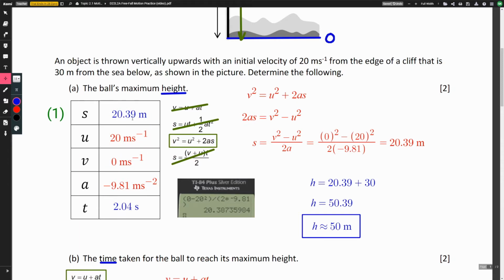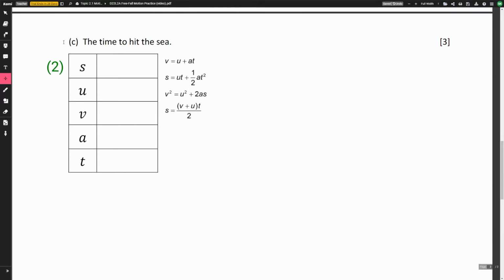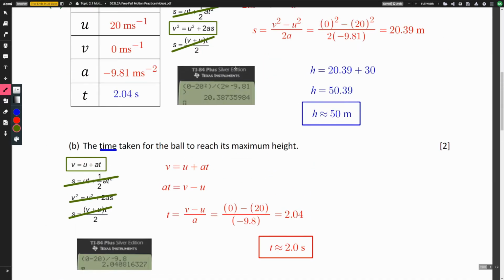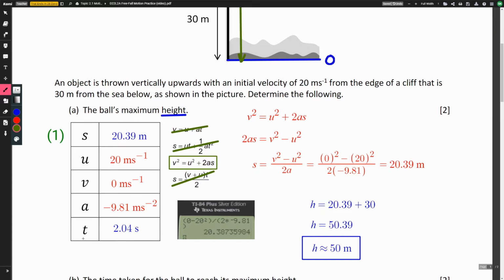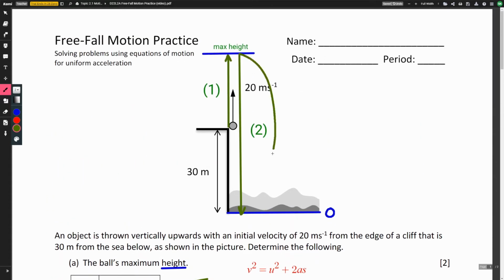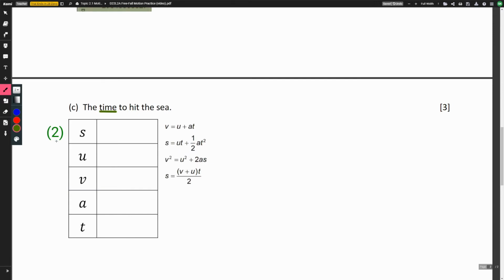This is going to be really useful later on in the problem, because now we want to find the time it takes for the rock to hit the sea, which means we need 2 times. We need the time it takes for it to go to its maximum height, and then the time it takes for it to fall back down. Well, we already know the time it took to get to the maximum height. So now we just need to figure out how much time it takes to fall back down to hit the sea. So we're going to look at the second interval of the motion, which is what we've already got set up here.